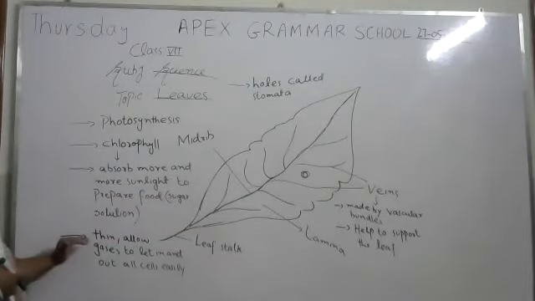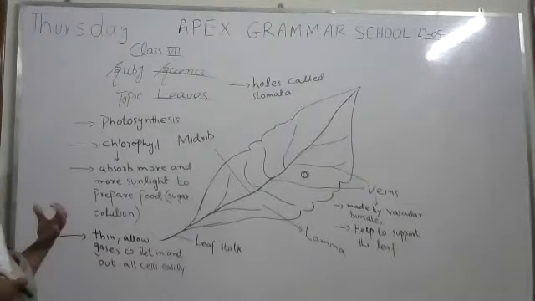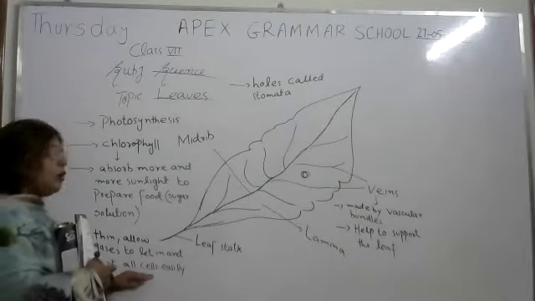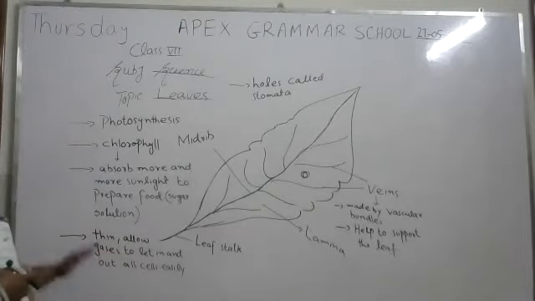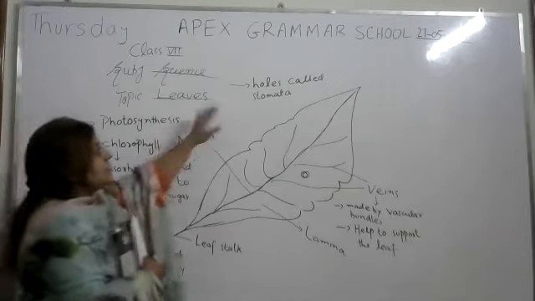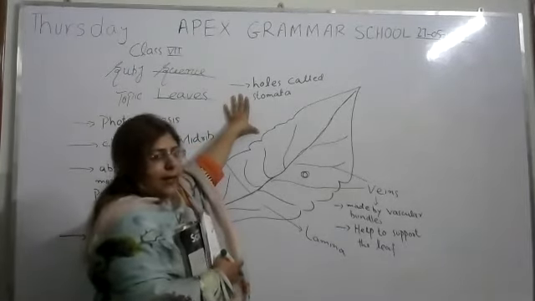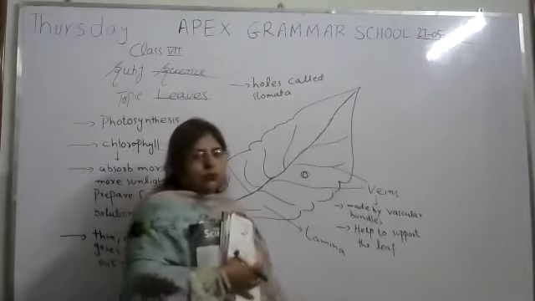After that, all these cells have thin walls. Why? Because they allow gases in and out. Okay, so that's why gases can reach each and every cell inside the body of a plant. Then we have discussed that all leaves have holes, which are called stomata. And I told you, stomata are guarded by two cells.